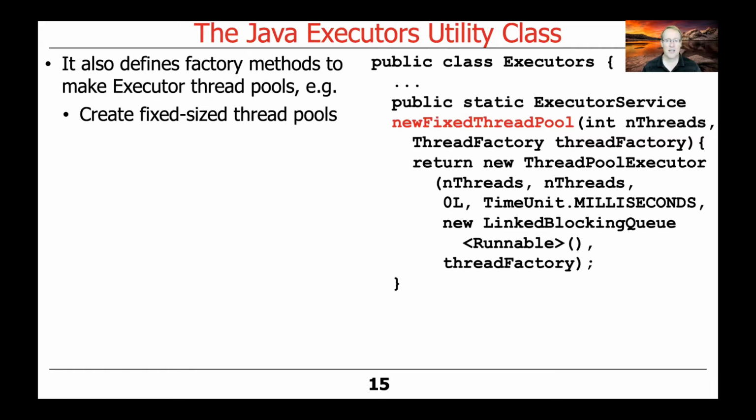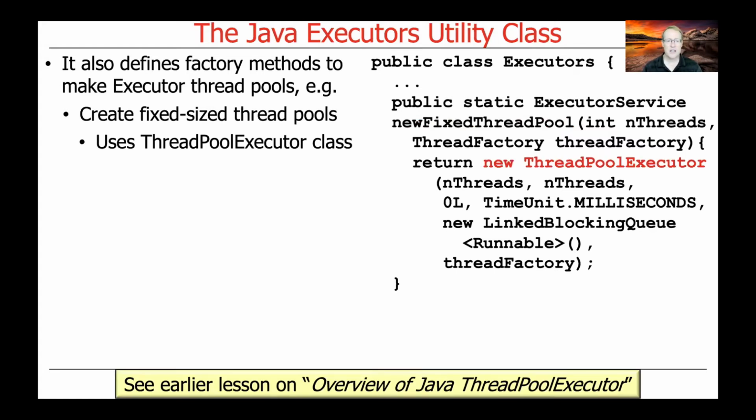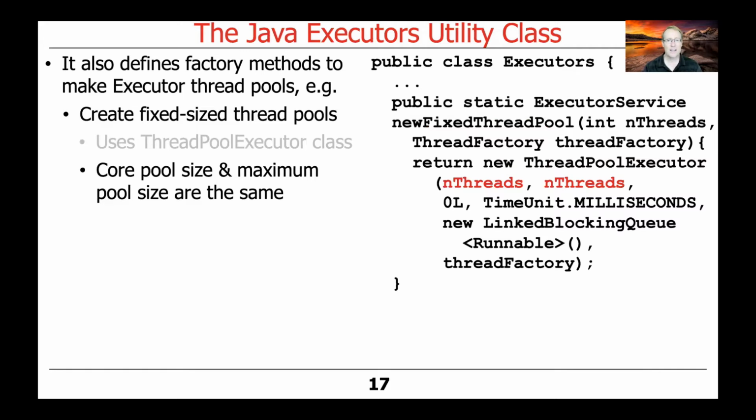newFixedThreadPool is actually implemented. As you can see here, this factory method uses the ThreadPoolExecutor class, which we've talked about before. If you recall, the ThreadPoolExecutor class takes a bunch of different parameters. It can take either 5 or 6 parameters. The first 2 parameters are always the core pool size and the maximum pool size.